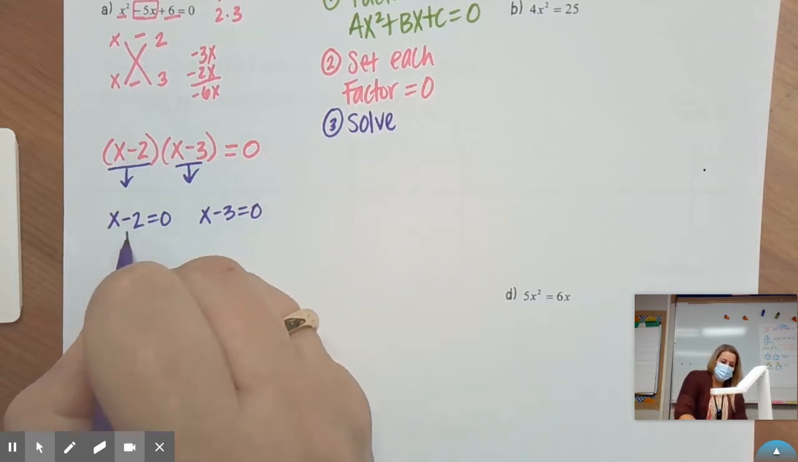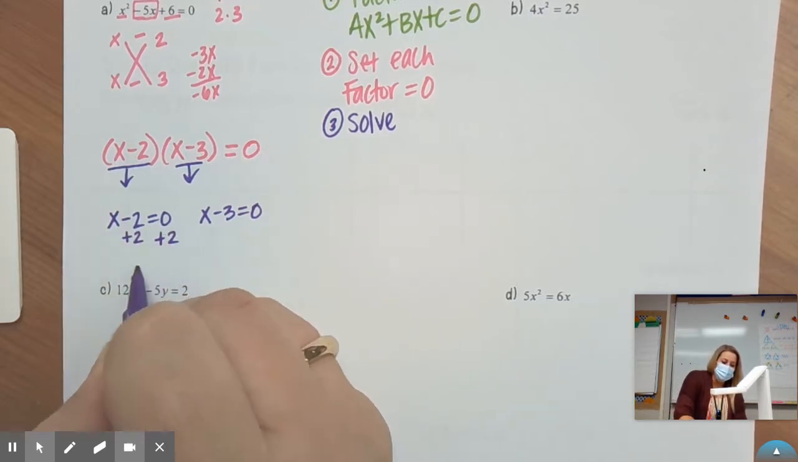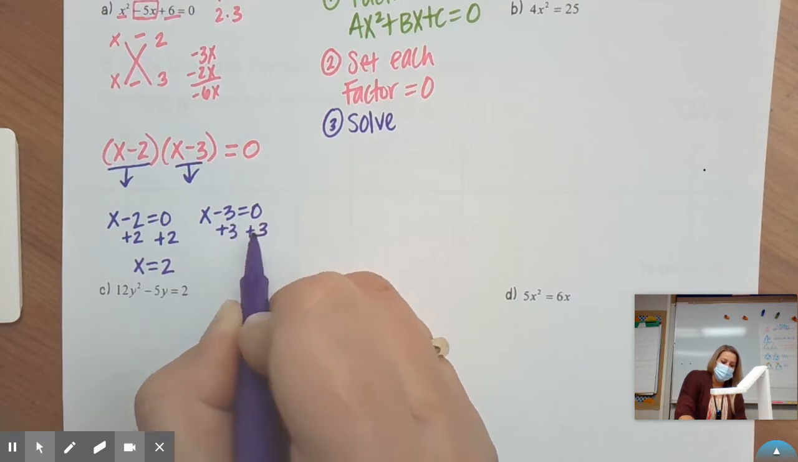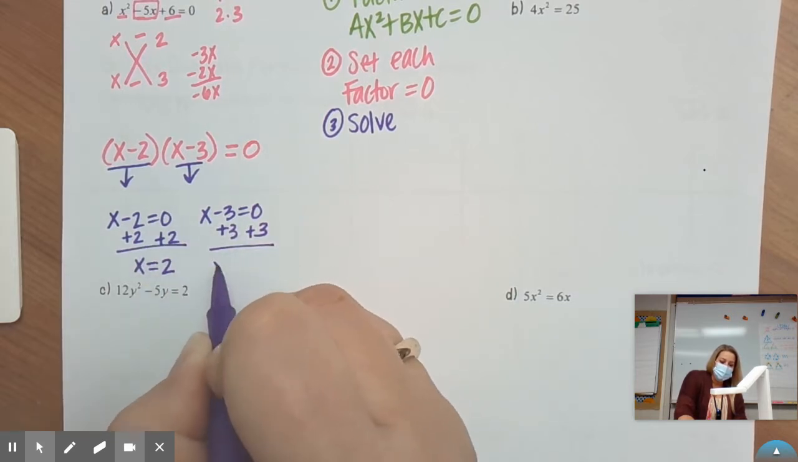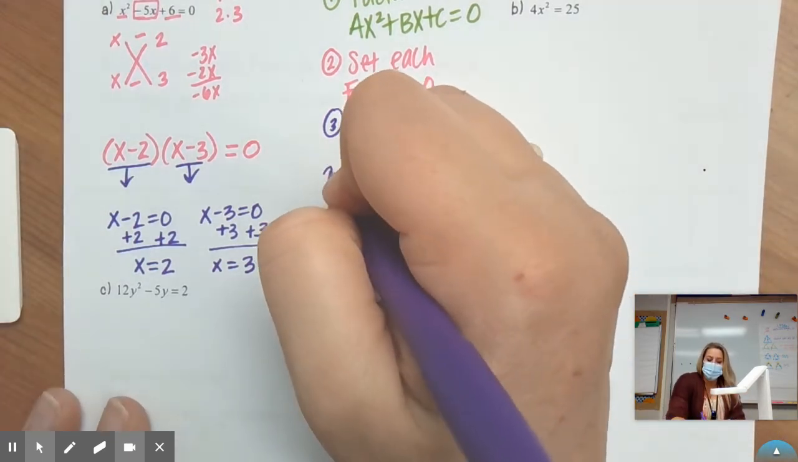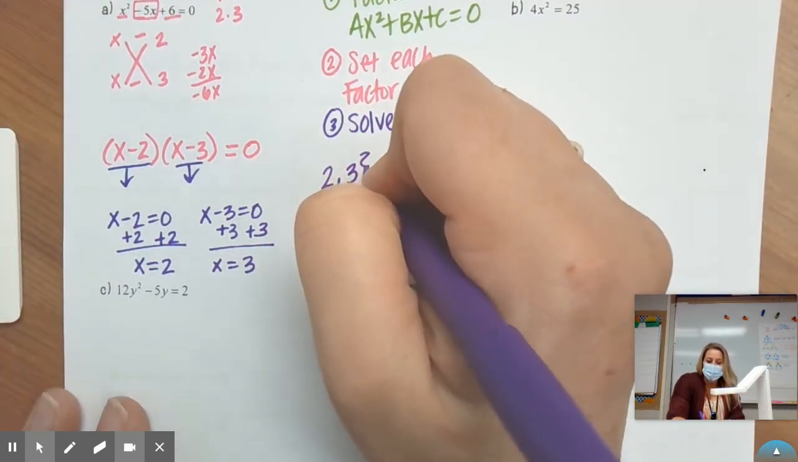So we would add 2 to solve, so x equals 2 here, and add 3 to solve. So x equals 3. So x equals 2 and x equals 3. So the first thing we want to talk about is how do we write this as our answer?